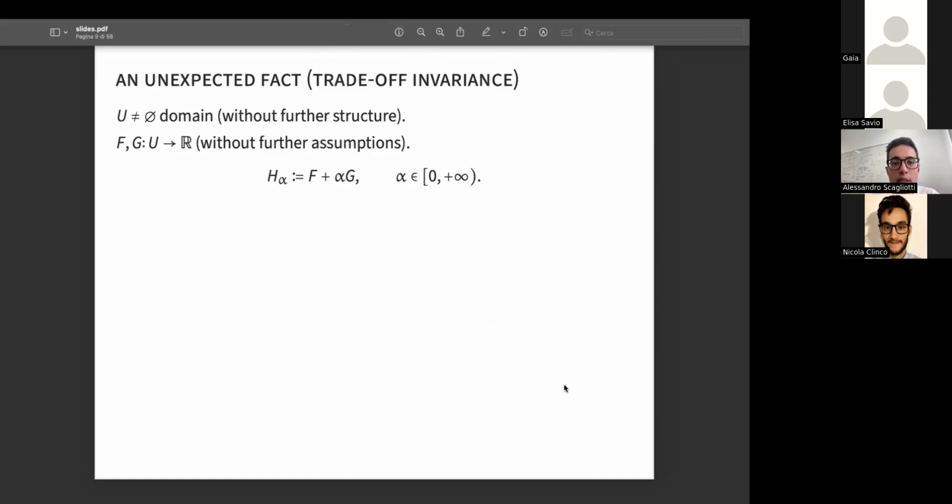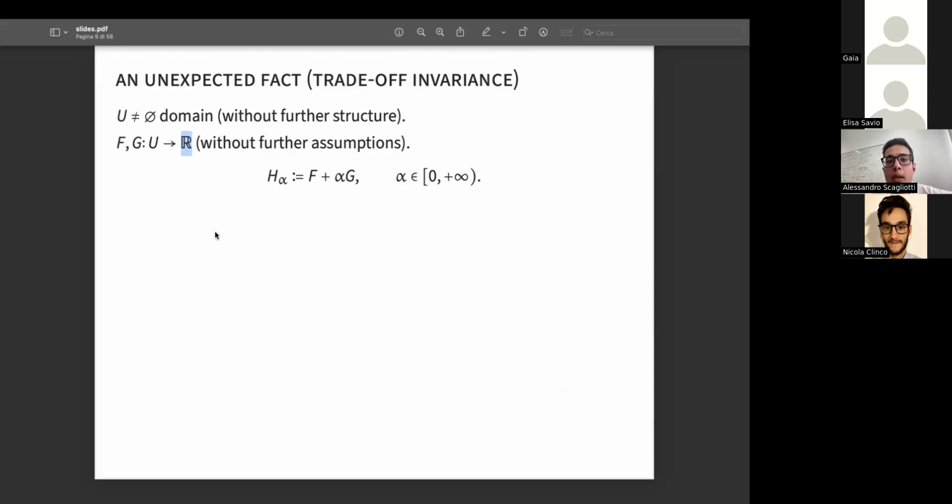Since the principle is rather general, let me state it in full generality. What we need is a non-empty domain U, and we don't need to ask for any further structure on that. We don't need to put any topology on U. It's just a set. Then we have F and G that are two functions, and once again, we are not going to require any assumption on F and G, except the fact that they take values in R.